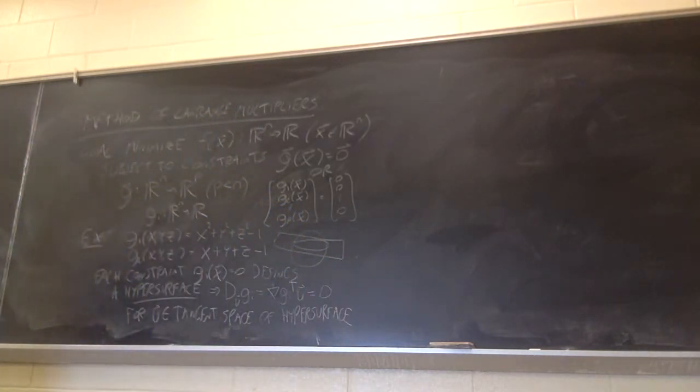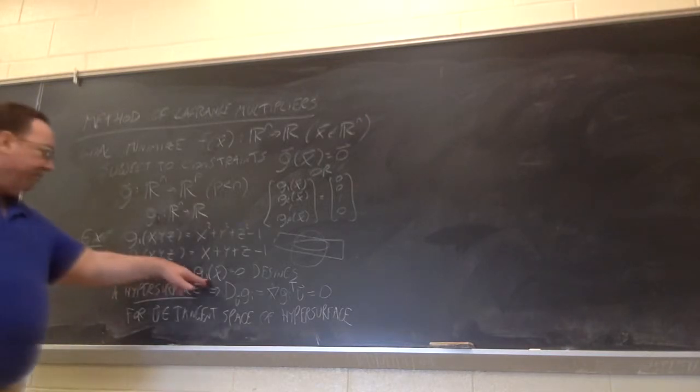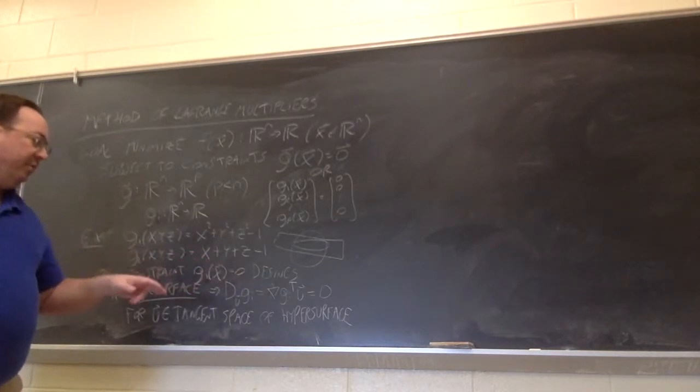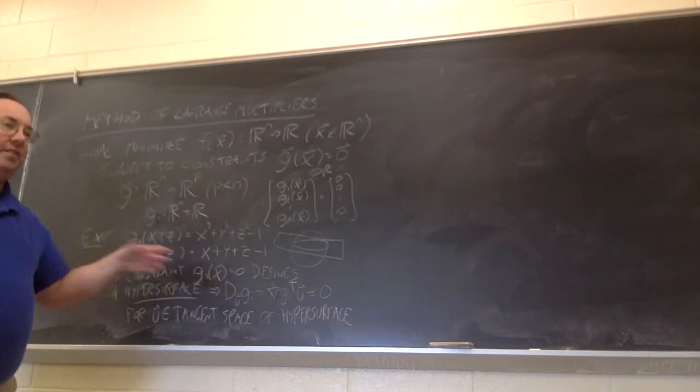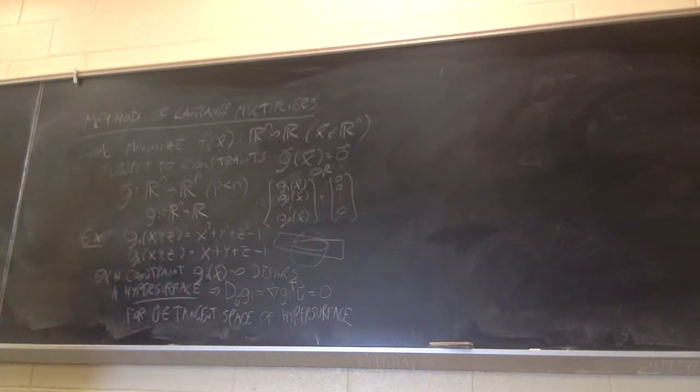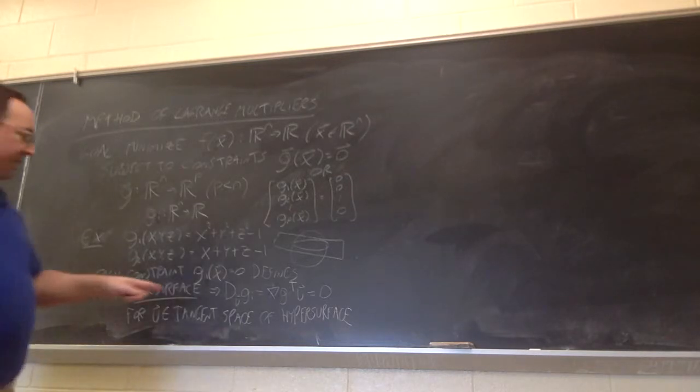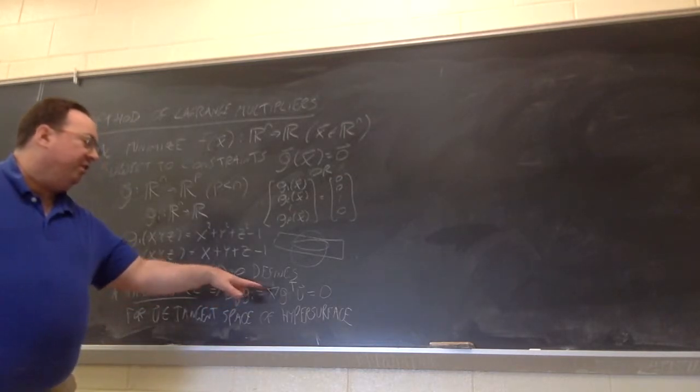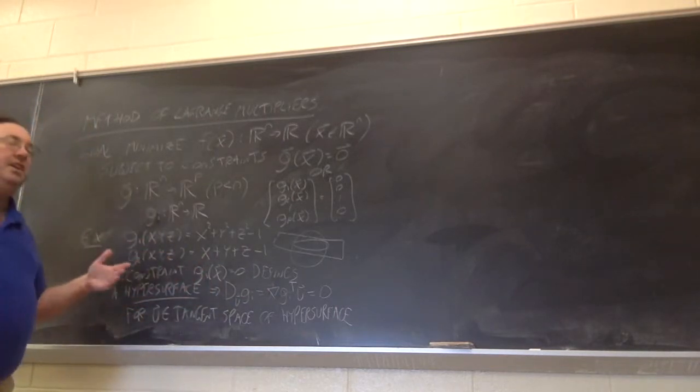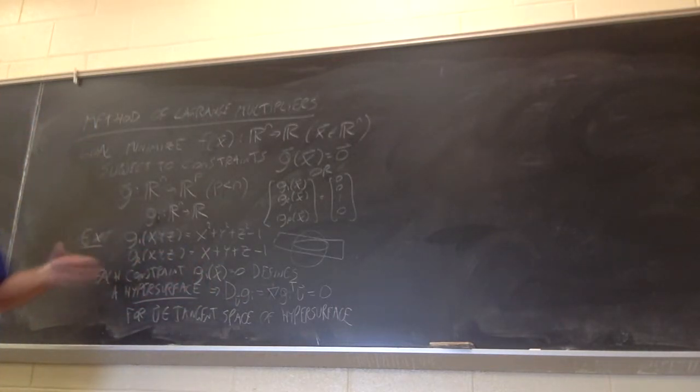Okay, so if u is in the tangent space of a hypersurface defined by this constraint, then it must be orthogonal to the gradient at each point on the surface. Because if a derivative in its direction is 0, that means that g is not changing in that direction. g is remaining 0, which is what it's supposed to.